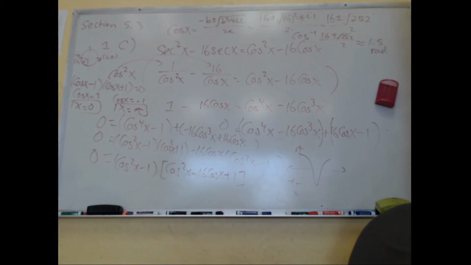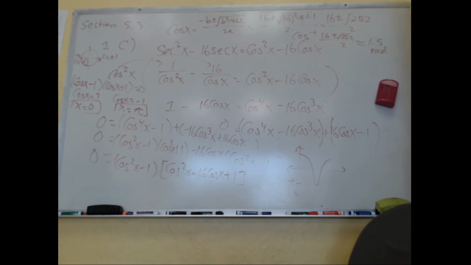So we take the second inverse cosine of the quantity 16 plus root 252. No, it's 16 minus root 252. 16 plus is obviously not right. And then that quantity, what else do you need to do? Divide that by 2. So second inverse cosine, quantity 16 minus root 252, parentheses again, divided by 2. Yeah, it's about 1.5.